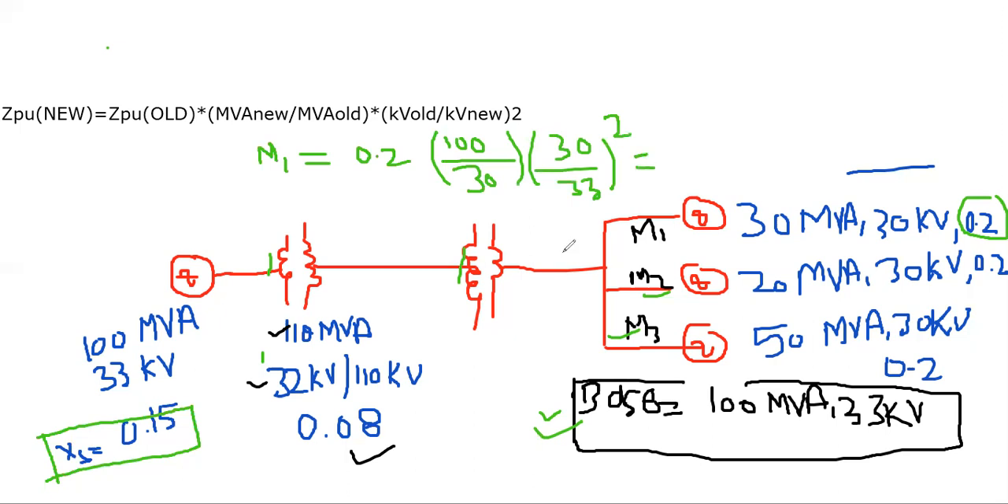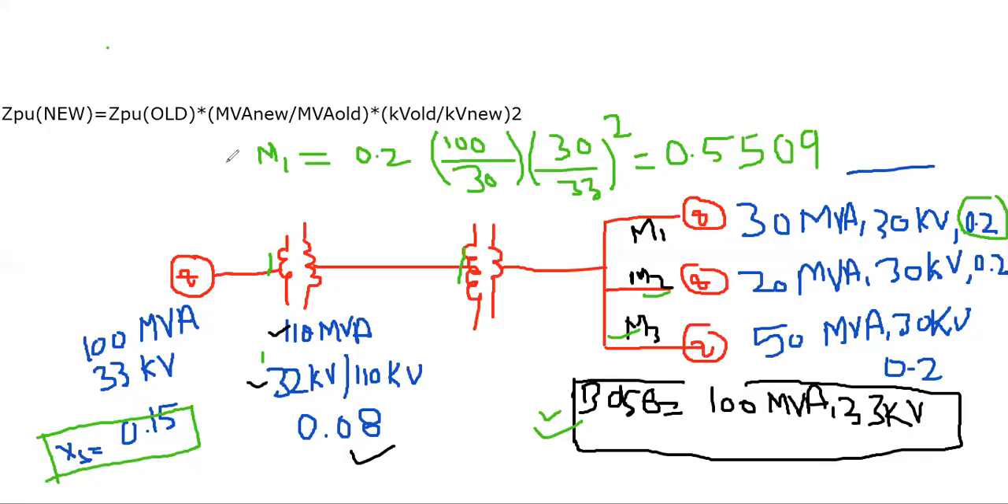Okay, this is per unit old. This is 100 by 30. This is MVA new, the new base that we have assumed, and MVA old is the old one that was given. And this is kV old upon kV new. So this is for motor one. If we calculate the new per unit for motor 1, it will come out to be 0.5509.